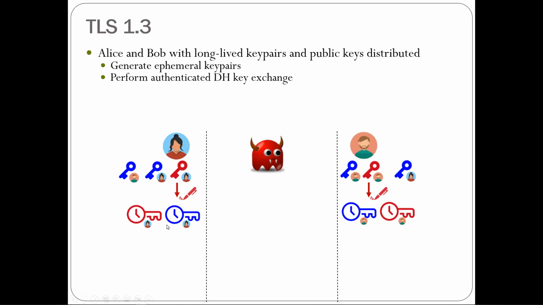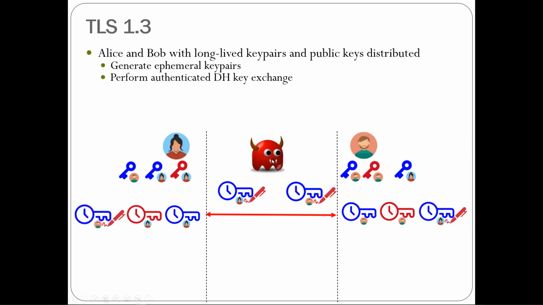In this case, Alice is going to use her long-lived private key to sign the Diffie-Hellman public key in order to send this over to Bob. And Bob is going to do the same thing. He's going to use his long-lived key to sign an ephemeral Diffie-Hellman public key to send over to Alice. And then these things go across, just like in Diffie-Hellman. The adversary sees that this is happening.